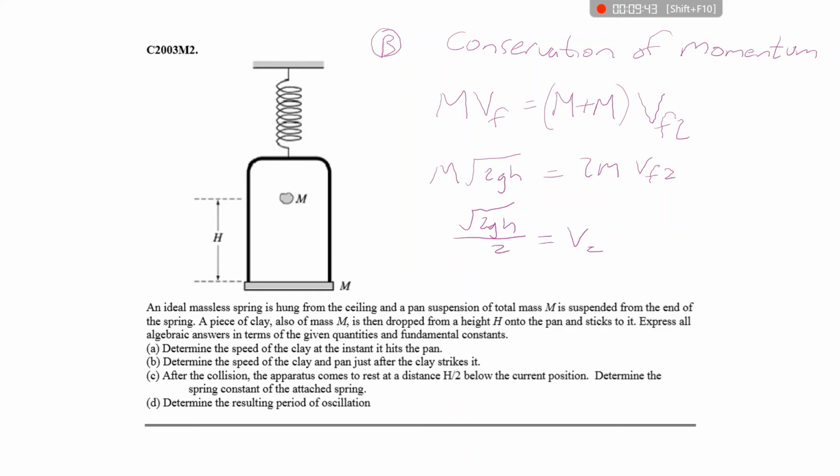Then we come to equilibrium at a distance h over 2 below the current position. I want to determine the spring constant of the attached spring. So spring constant.